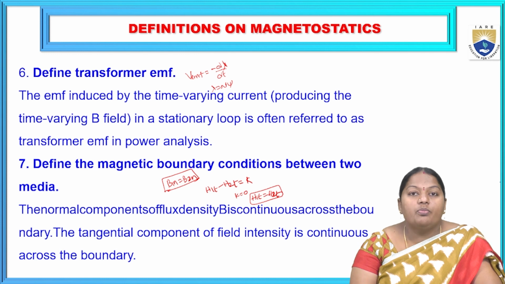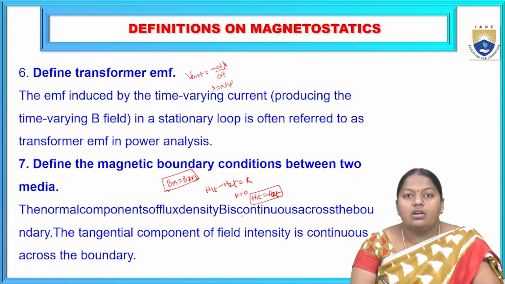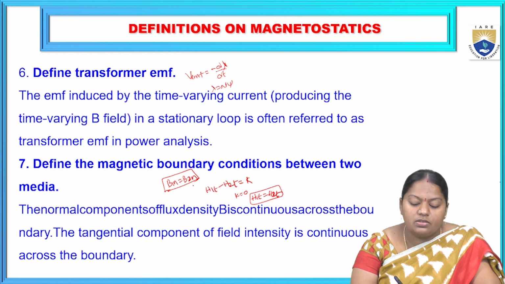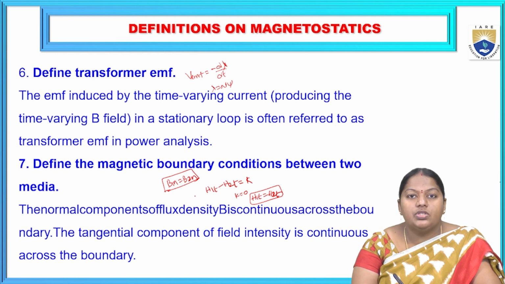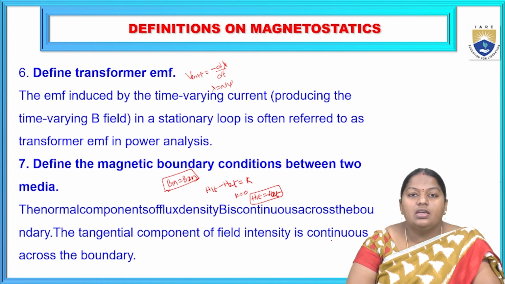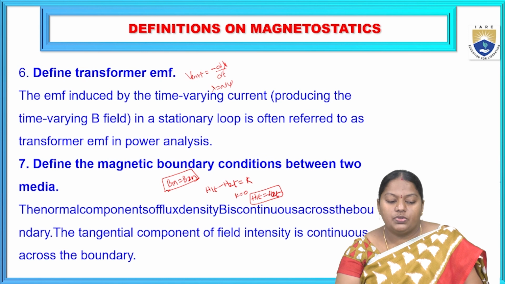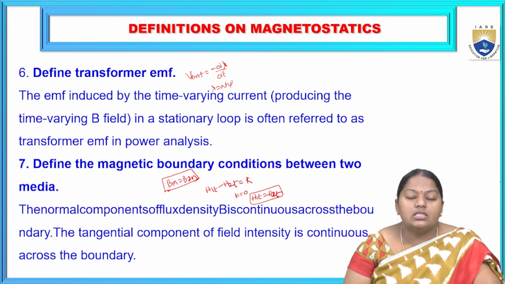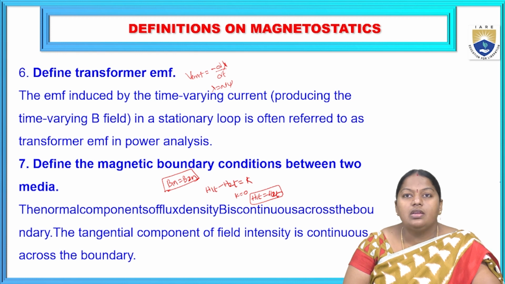Right? So these are the two boundary conditions which we have learned in the case of magnetic fields. The tangential components of both the magnetic field intensities are continuous across the boundary, and the normal components of both the flux densities of medium 1 and 2 are continuous across the boundary, if the boundary is free of current. If a surface current exists, then H1t minus H2t equal to K. Then if K equal to 0, H1t equal to H2t. So from this, we have learned the transformer EMF and the magnetic boundary conditions.